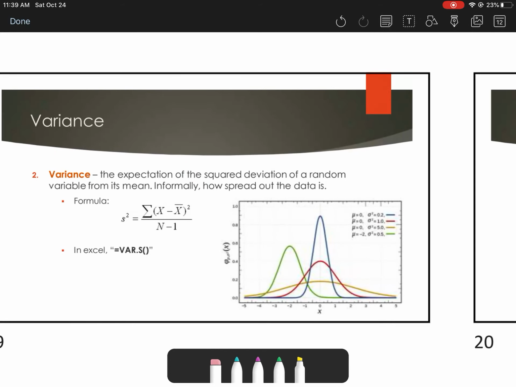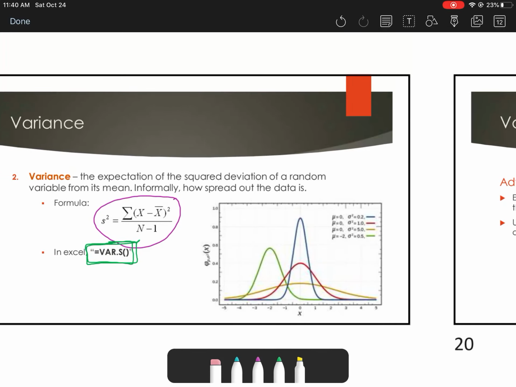Variance, okay? So it is the expectation of the squared deviation of a random variable from its mean. Informally, this is how spread out our data is. To do that by hand takes forever. I would never recommend doing that by hand. Also in this course, you won't get credit if you do it by hand. You have to use Excel. So again, here's my formula to use in Excel.